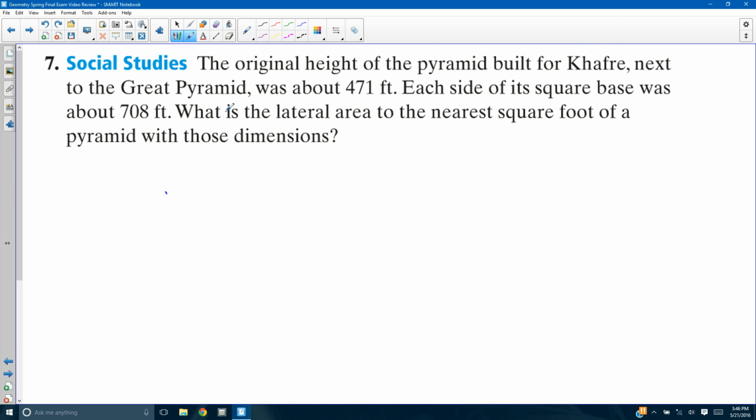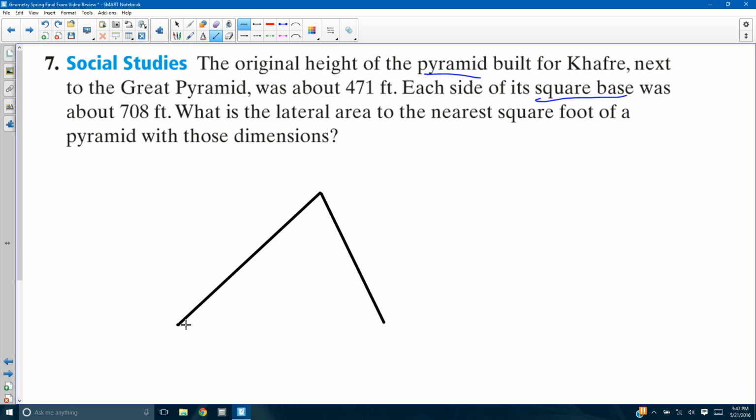The original height of the pyramid built for Khafre, next to the Great Pyramid, was about 471 feet. Each side of its square base, so a square pyramid, was about 708 feet. What is the lateral area to the nearest square foot of a pyramid with those dimensions? So, a square pyramid might look a little bit like this here.